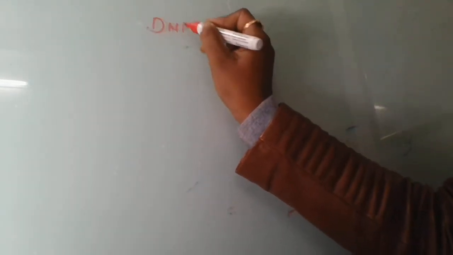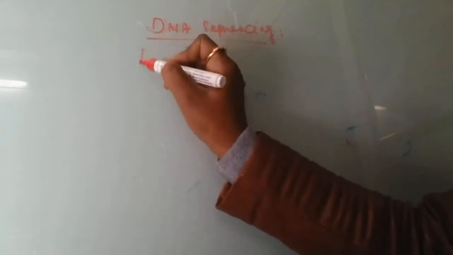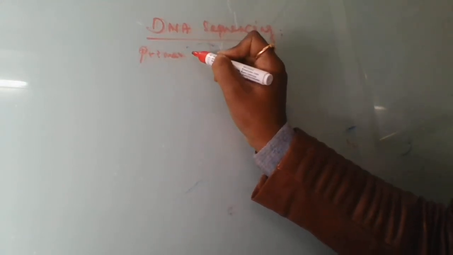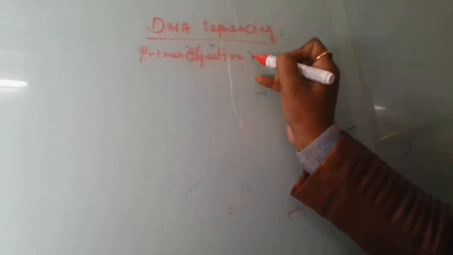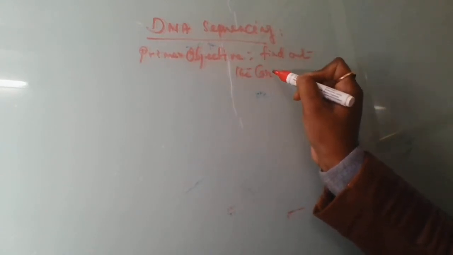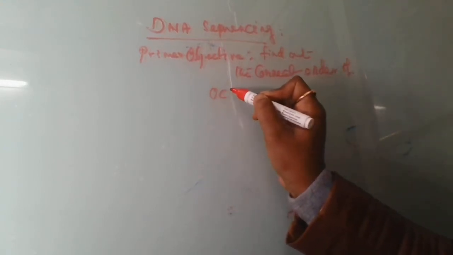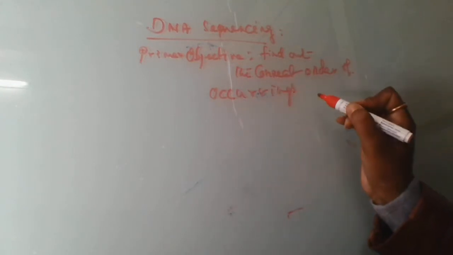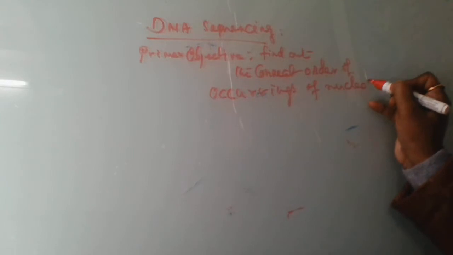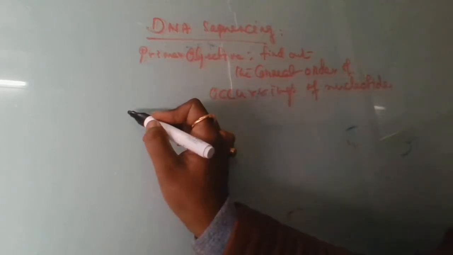So now when you are talking about DNA sequencing, your prime objective is to find out the correct order of occurrence of nucleotides. Correct order of occurrence of nucleotides. So what are the nucleotides?